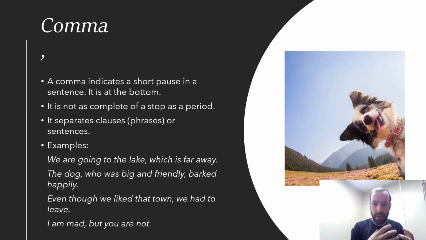The dog is the topic, and then we've got this descriptive clause, and then we get to the verb or the action at the end, barked happily. Even though we liked that town, we had to leave. Okay, so the main sentence is we had to leave, and there's a clause that comes at the start, even though we liked that town.